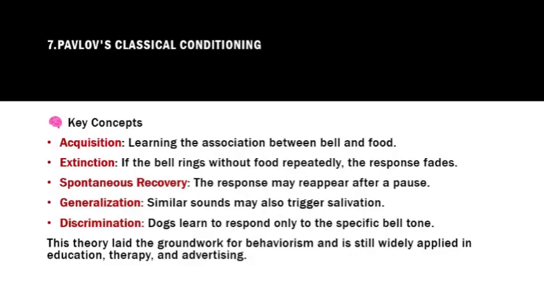Key concepts of Pavlov's classical conditioning theory are: first one, acquisition, learning the association between bell and food. Then extinction: if the bell rings without food repeatedly, the response fades. Next, spontaneous recovery: the response may reappear after a pause. Then generalization: similar sounds may also trigger salivation. Last is discrimination: dogs learn to respond only to the specific bell tone. This theory laid the groundwork for behaviorists and is still widely applied in education, therapy, and advertising.